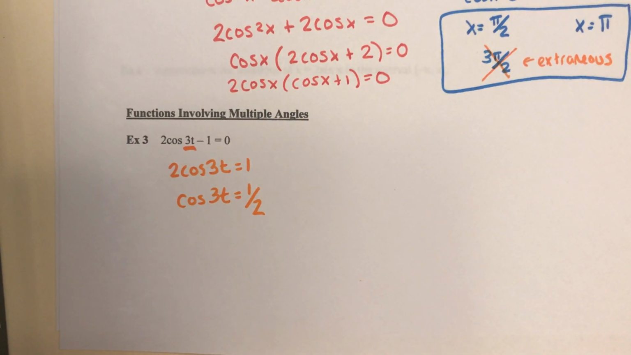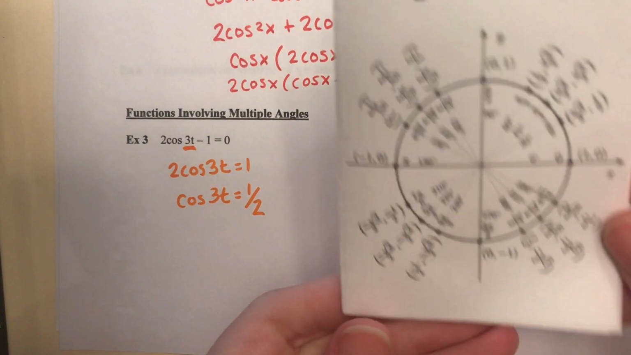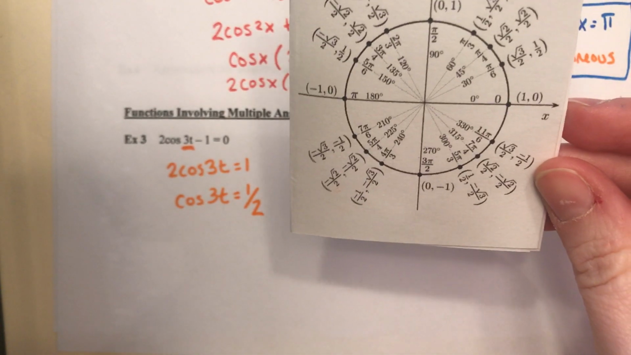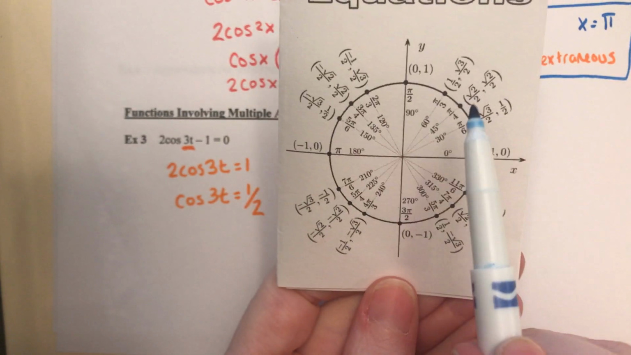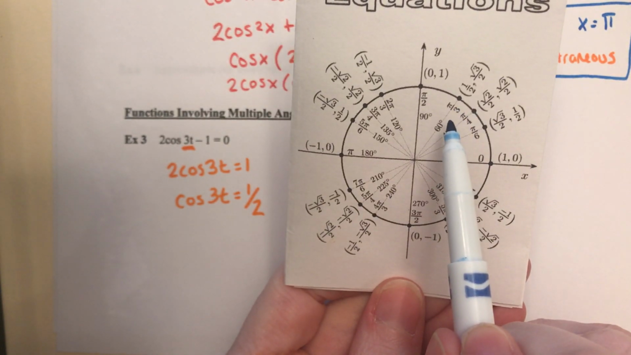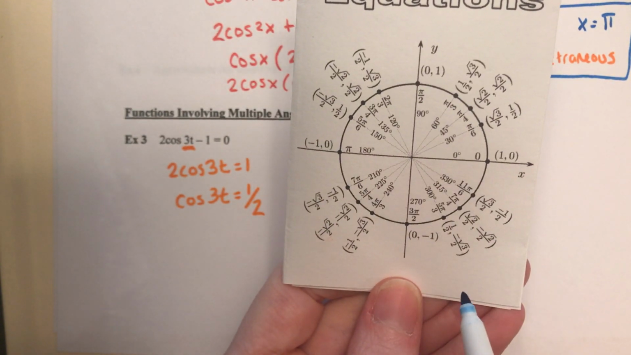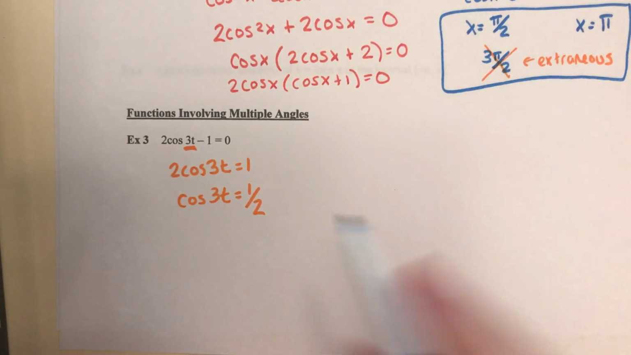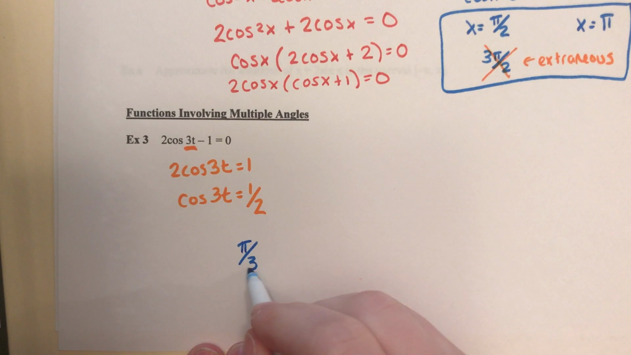And for now, I'm going to solve this using my unit circle. I'm going to kind of ignore that 3 for now. So I'm going to look for where cosine, which is the x, is equal to 1/2. So that would be at pi over 3. And it would also be at 5 pi over 3. So I've got 2 answers so far. I'm going to write those down. Pi over 3 and 5 pi over 3.